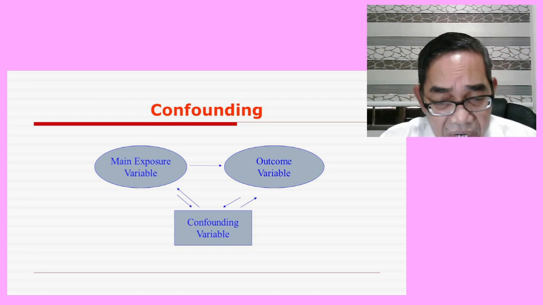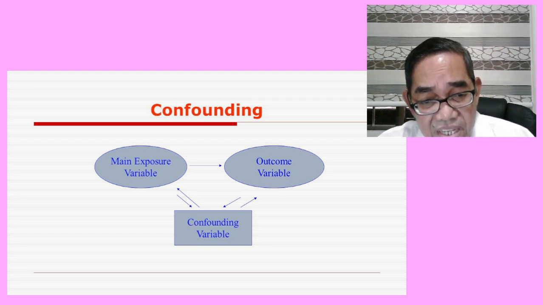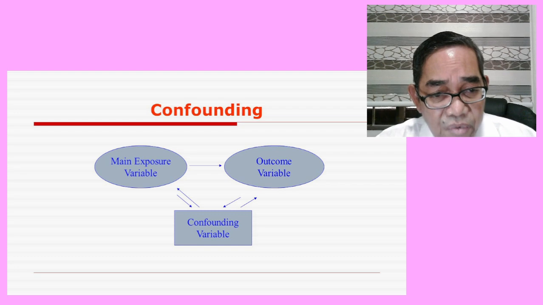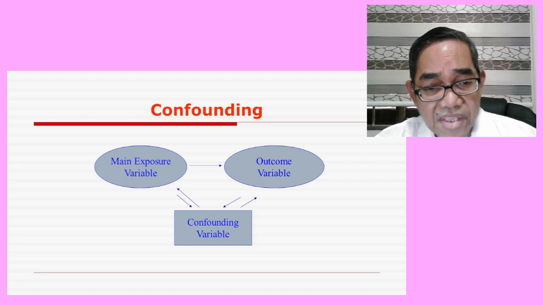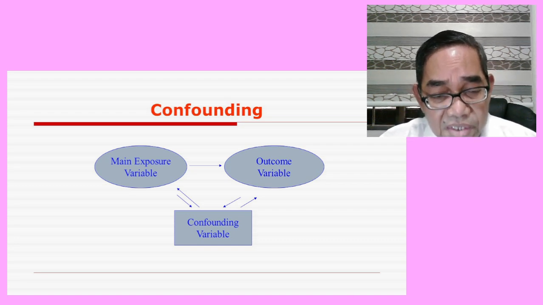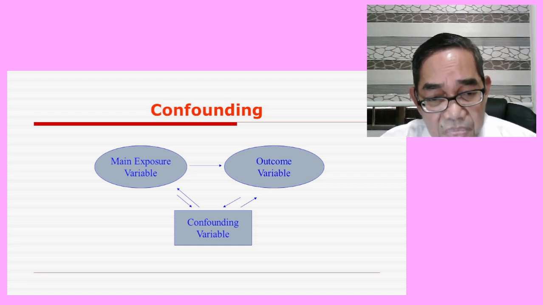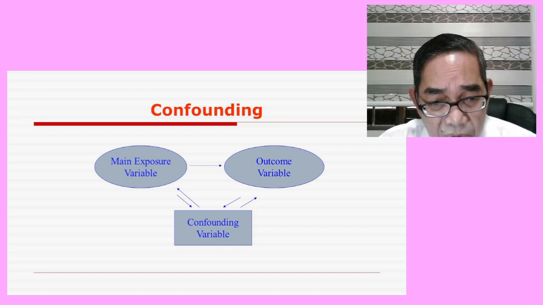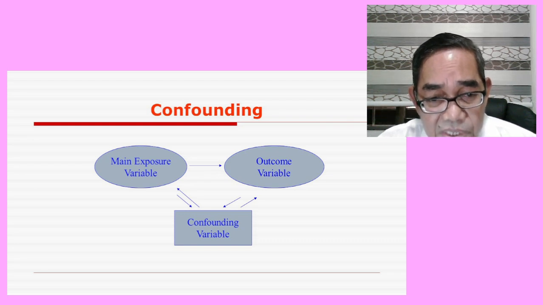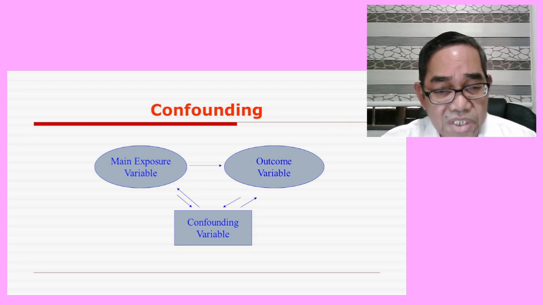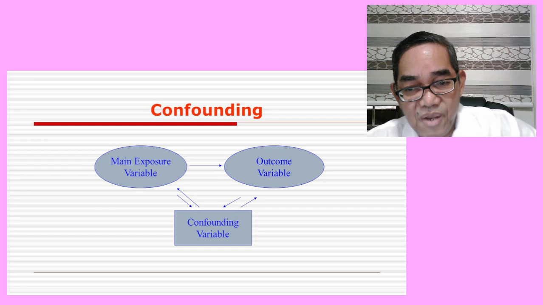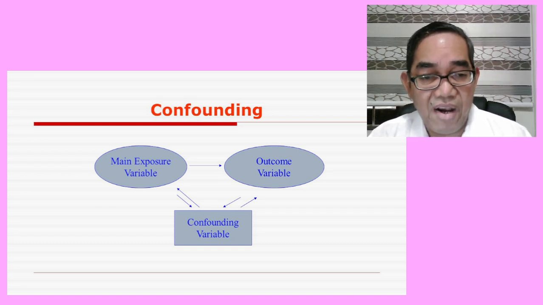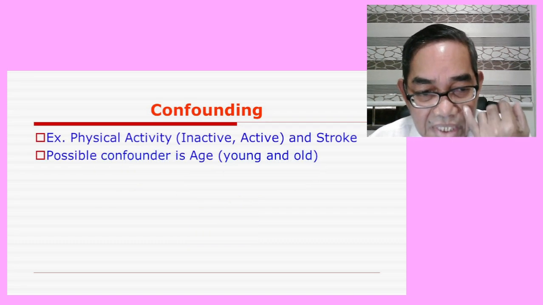And it is also related with your first criterion, and it is also related with the exposure, the main exposure variable. That is your second criterion. But the relationship of this confounder to the outcome is independent of its relationship with the main independent variable. Okay, so let's give an example.